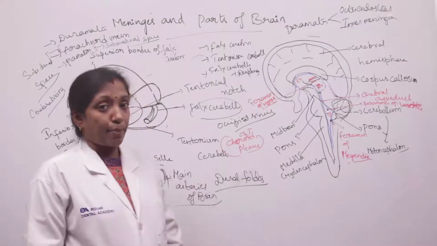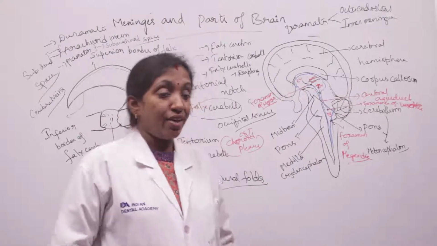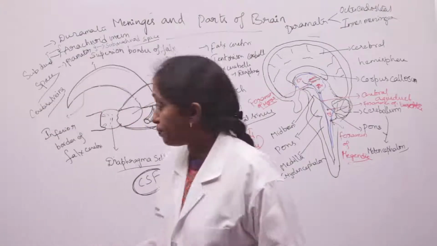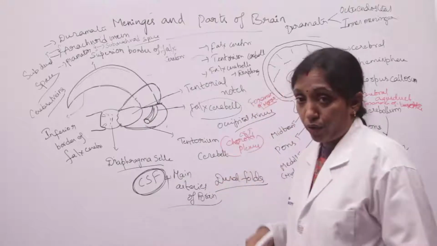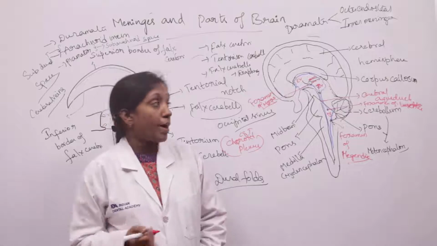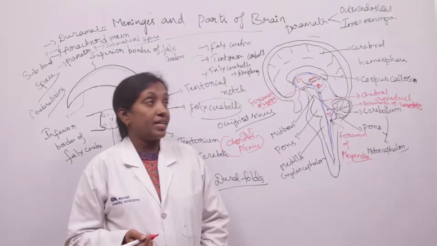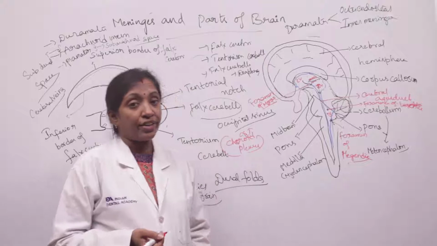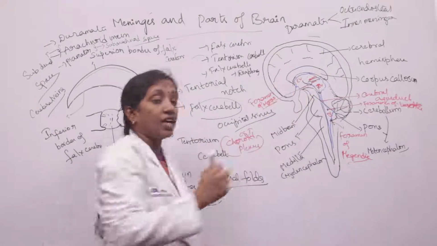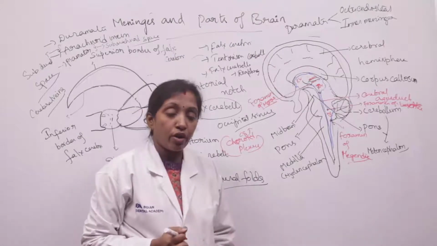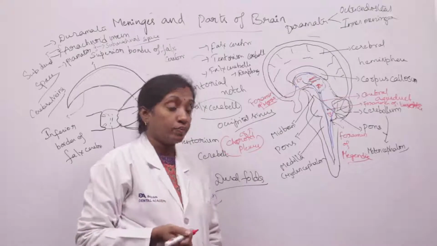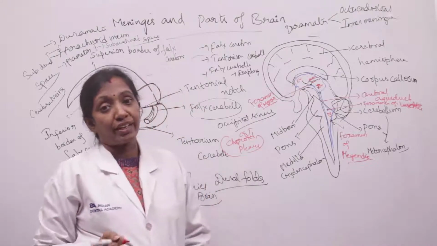Okay, so that's about the CSF. CSF is a thin film of fluid situated in the subarachnoid space as well as in the ventricles of the brain. It is produced by the choroid plexus present in the lateral ventricle as well as in the third ventricle. From the lateral ventricle, the CSF communicates with the third ventricle through the foramen of Monro or interventricular foramen, and from the third ventricle it communicates with the fourth ventricle through the cerebral aqueduct.